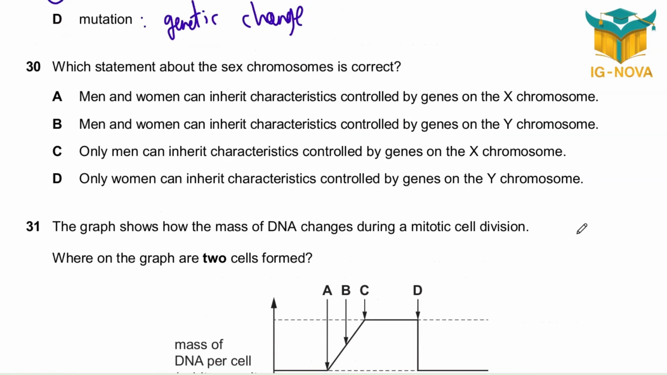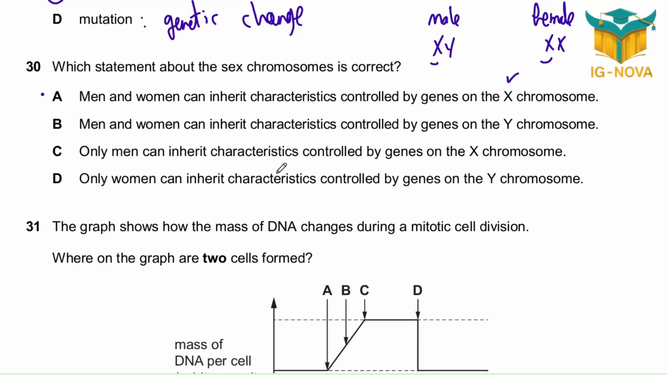Which statement about sex chromosomes is correct? Men and women can inherit characteristics controlled by genes on the X chromosome. Agree? Why? As male has XY and female is XX, so both of them can inherit from X. So let me think about A.